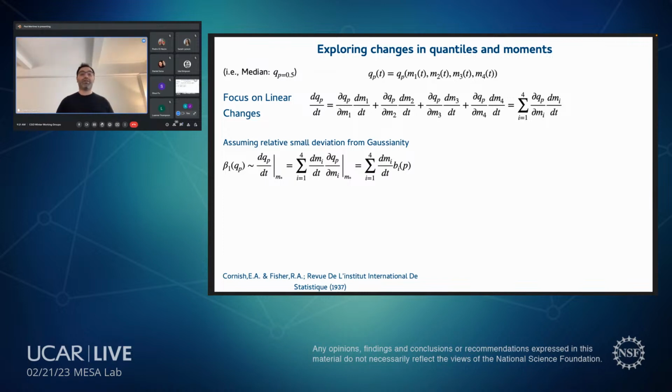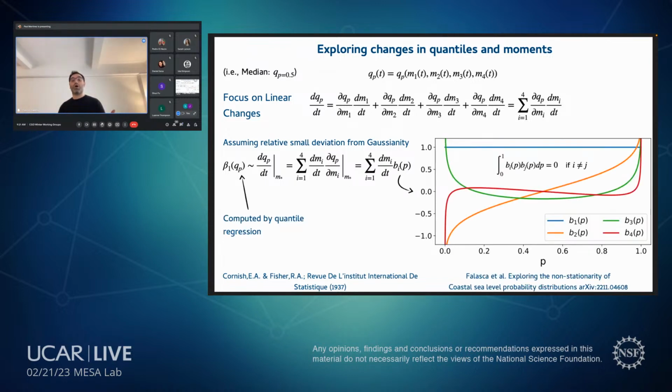And by assuming a relatively small deviation from Gaussianity, I'm not going to give a lot of details. You can find this in the backup slides. But you can find a relationship between the slopes computed in the quantile regression step and the moments, dmi/dt, through some polynomials. These polynomials are Hermite polynomials of the quantile function of a standard normal. What it means is these polynomials are actually orthogonal in the probability space. From 0 to 1, these polynomials are all orthogonal to each other.